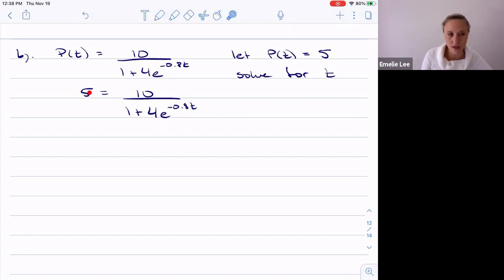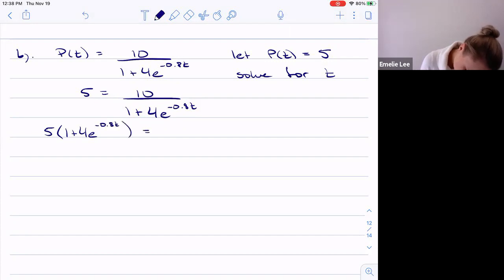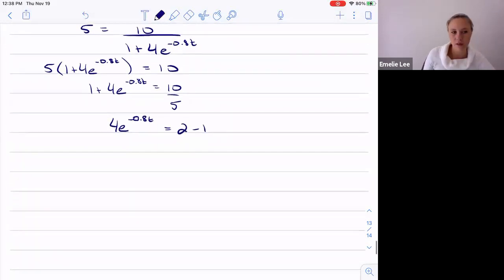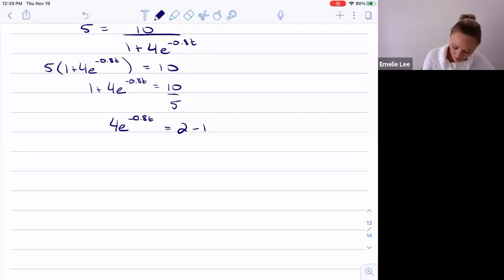Now, I'm going to move this upstairs by multiplying it by 5. So I multiply it over: 5 times 1 plus 4 e to the negative 0.8t is 10. I'm trying to isolate my exponential function, so I'm going to slowly move stuff over, right? Order of operations. And so I get 1 plus 4 e to the negative 0.8t is 10 divided by 5. So 4 e to the negative 0.8t is going to be 2 minus 1. Okay, 10 divided by 5 is 2, then subtract 1.